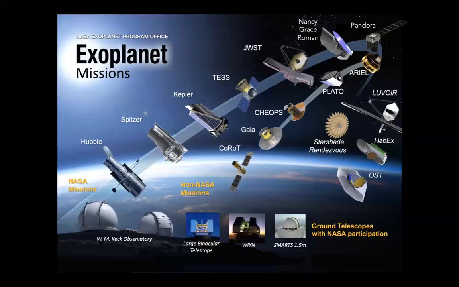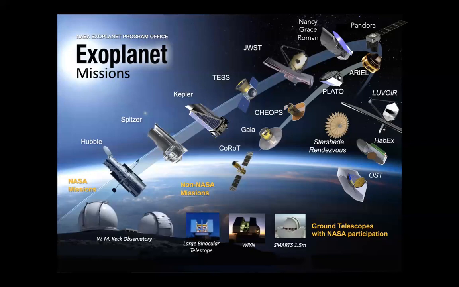And Ariel's really interesting because it'll look at up to 1,000 planets. So James Webb gets us really nice high precision observations of hopefully up to 200 planets. And then Ariel will be doing this for a statistically large sample. So it'll take the very high precision measurements of James Webb and place them into a larger exoplanetary context.